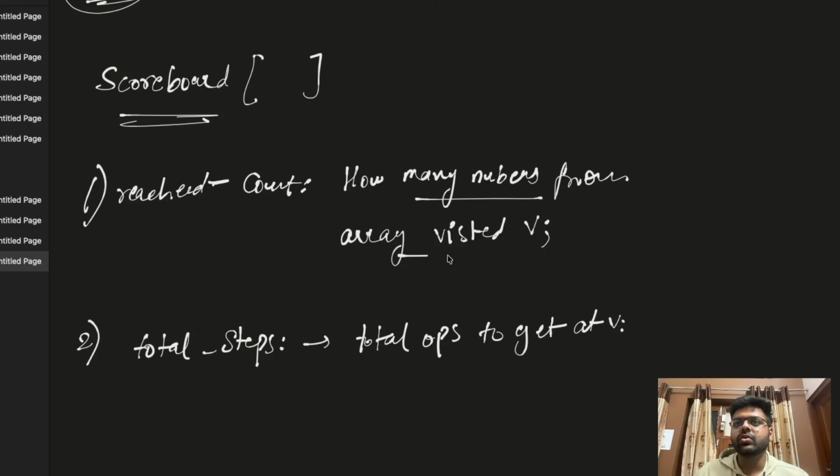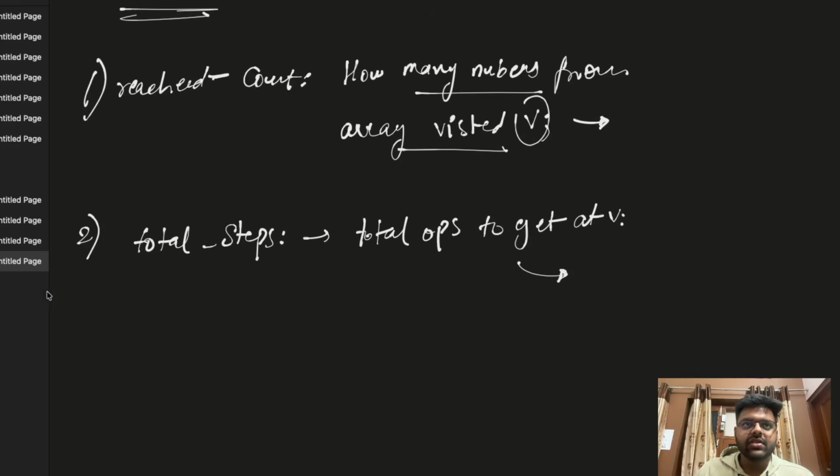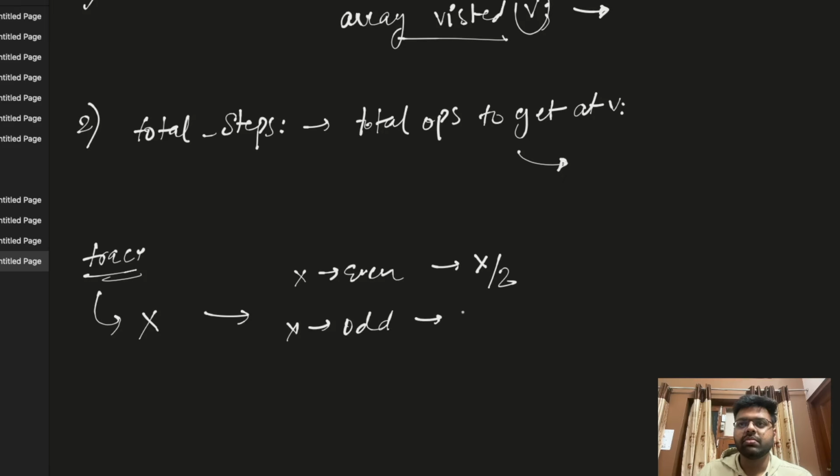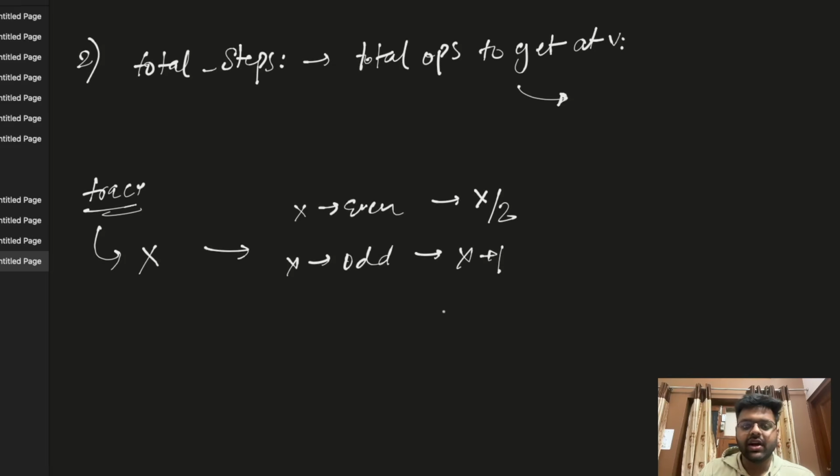So how many numbers go on to visit v, we would be checking the count, and here is the total number of operations. Okay, so if we start from a particular value, now let's trace the path. Let's suppose we start at a particular value x. The rule says: if x is even, simply do x by 2, and if x is odd, simply do x plus 1.